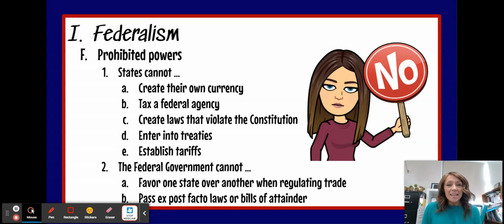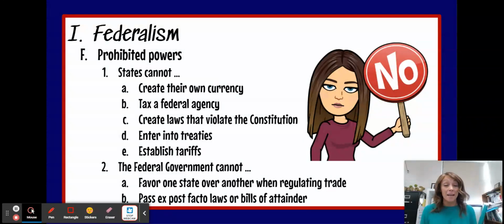Also, the states cannot create laws that violate the Constitution. So a state cannot create a law that somehow restricts your freedom of religion. Why? Well, because that is a specific right guaranteed to citizens in the Constitution.